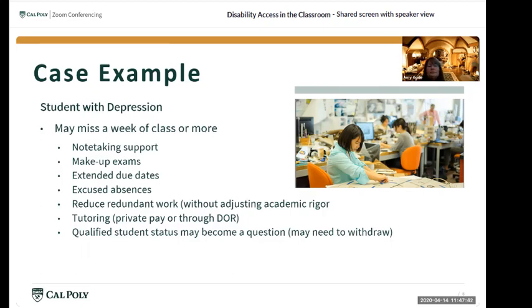So we also give them note-taking support. So if they miss class, they'd get notes from up here. The makeup exams, extended due dates, excused absences. We talked about reducing the amount of redundant work. There is tutoring occasionally available through the Department of Rehabilitation. And so that's something we check in with our students about. And often if the students missed classes, it would help to have some tutoring. So that's a possibility if they qualify.